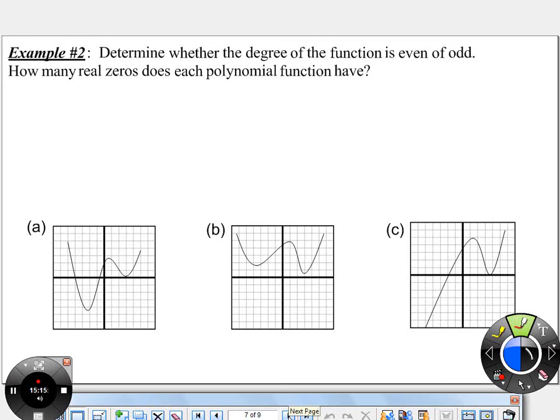All right. So we're going to look at each of these pictures. We are going to determine not if the function is even or odd. That's a whole different conversation you're going to have in pre-calculus. We are going to determine if the degree of the function must be even or must be odd based on what we know. And then we're going to say how many real zeros we think each polynomial has. Who can tell me about the graph that they see in part A?